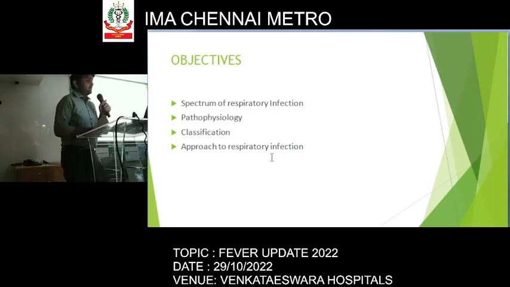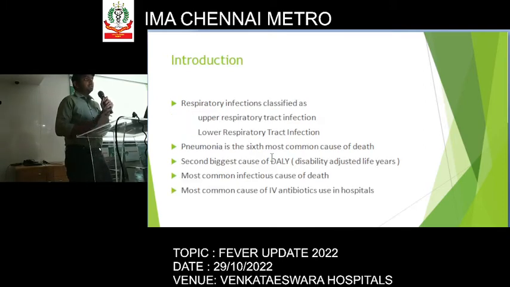Introduction. A respiratory infection can be classified as upper respiratory tract and lower respiratory tract infection based on the location of the pathogen. Pneumonia is the sixth most common cause of death in the world, and it's the second biggest cause of disability-adjusted life years in the world, and the most common infectious cause of death. Pneumonia is also the most common cause of IV antibiotic use in hospitals.